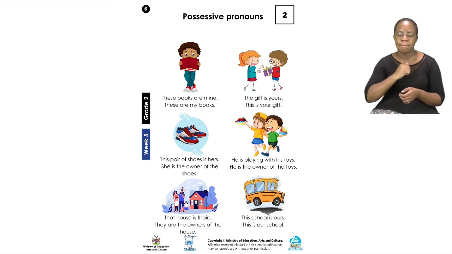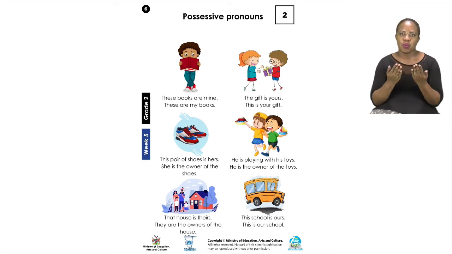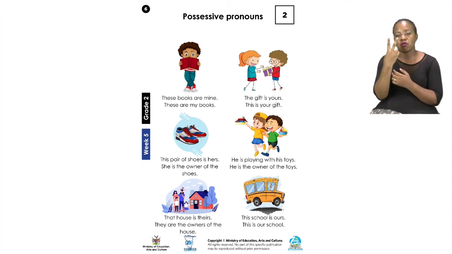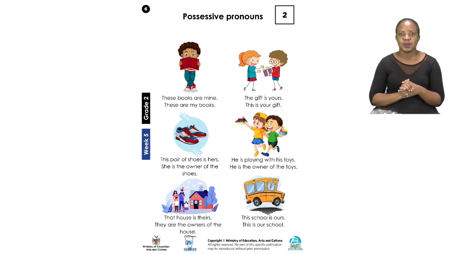Let's go to the next picture where we have two people and one of them is holding a gift. The first sentence says, the gift is yours. Then the second one says, this is your gift. So we are using the possessive pronoun your to show that the person who owns the gift is you.